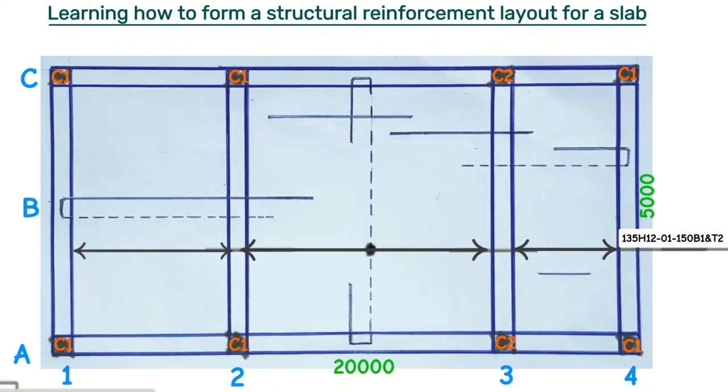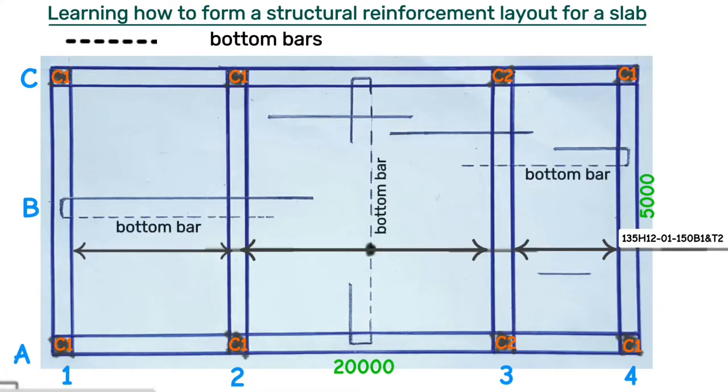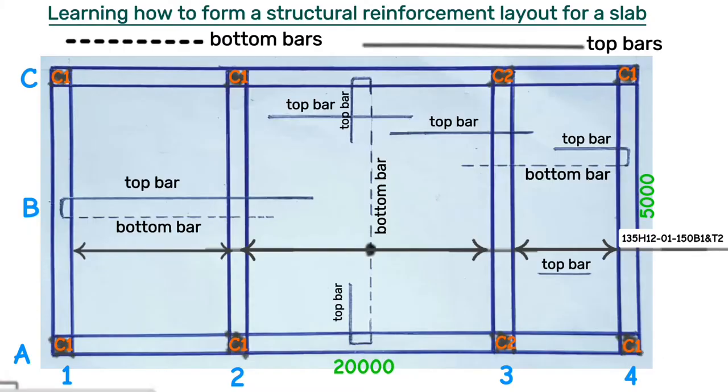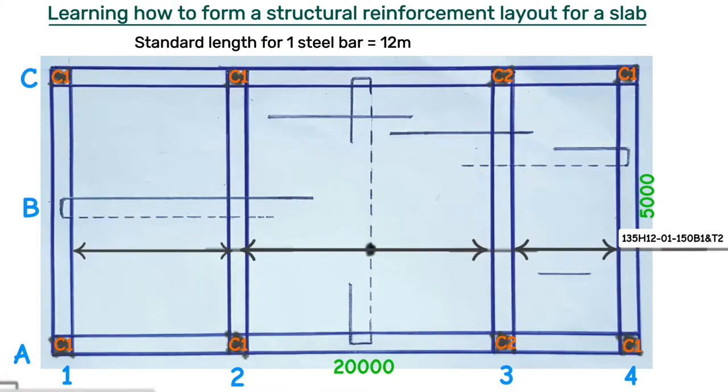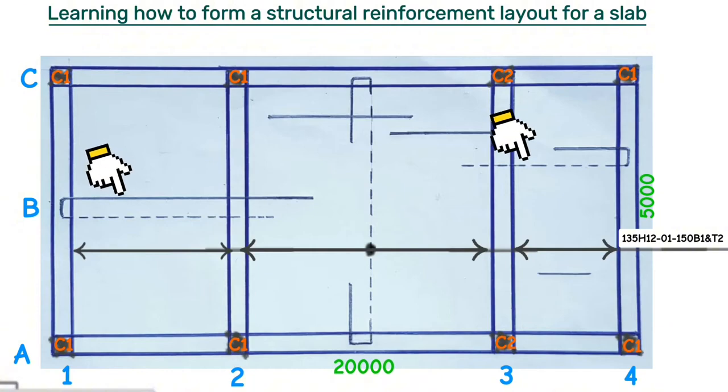for bottom one. In a structural drawing, bottom bars are always represented as a dotted line, whereas top bars are always represented as a thick line. Then along the length, 20 meters is longer than the 12 meters standard length of a single steel bar, meaning we shall have to cut different steel bars and join them together. The first one will be of this shape, and also another one on the other side of a similar shape, then joined together by this bottom bar.